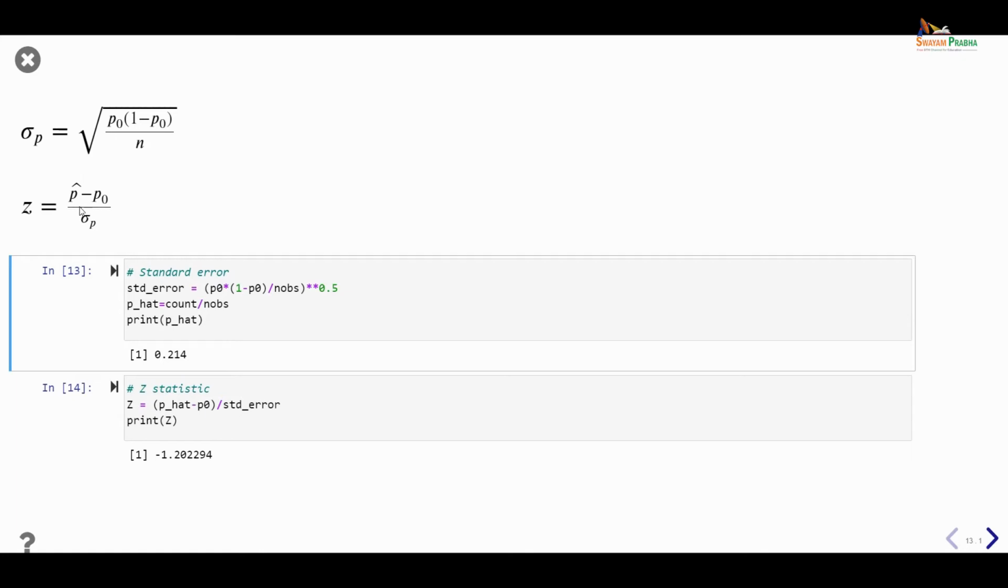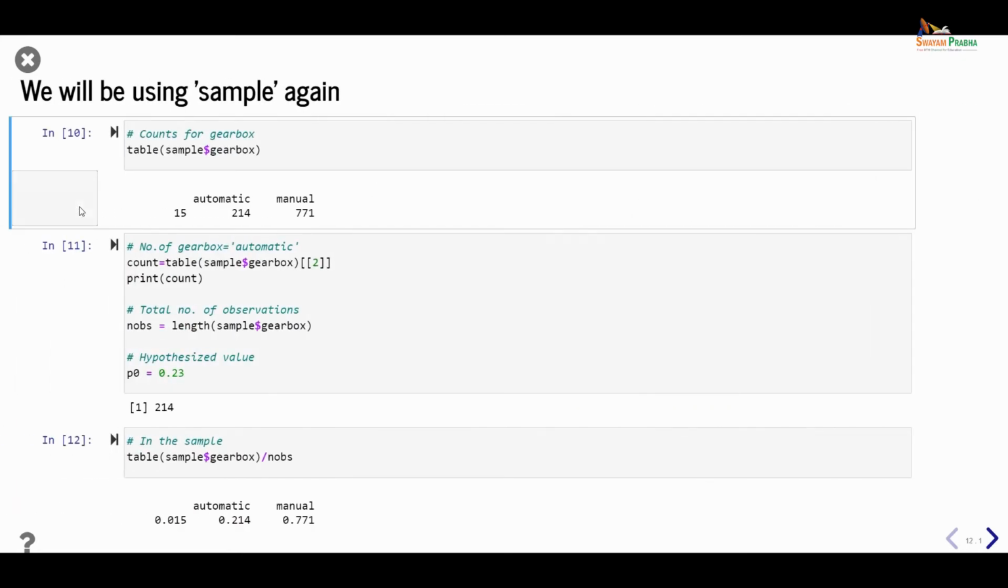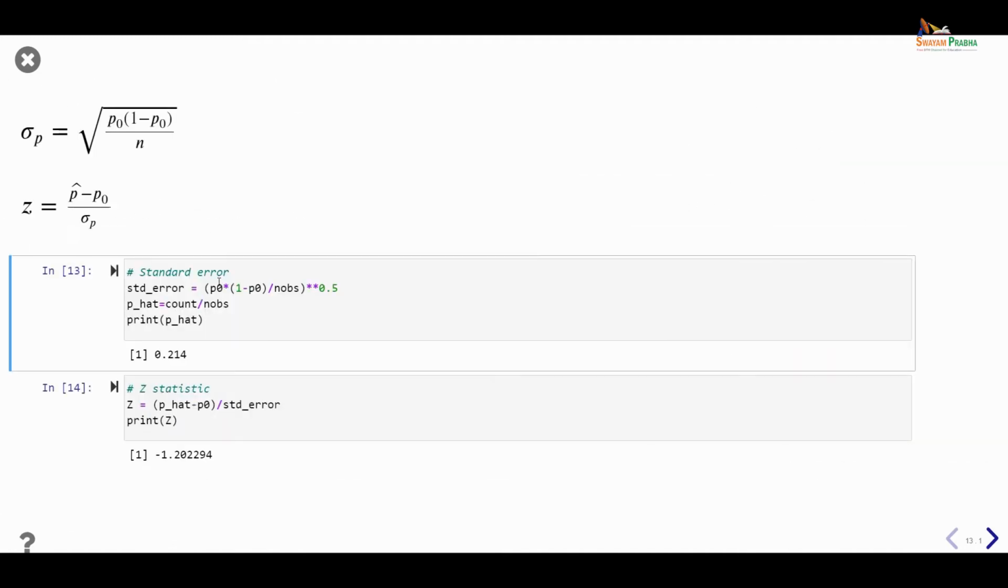Now, p hat is the proportion that we've earlier calculated. P hat is 0.214. It's count divided by number of observations. Since we are interested in the automatic gearbox, we are just going to take the proportion of that. Standard error is nothing but the square root of P0 times 1 minus P0 divided by n observations, and P hat, like I said, is count divided by n observations. That turns out to be 0.214. I have just printed the P hat value here, which is 0.214. Now, we are going to be computing the z statistic based on this formula.